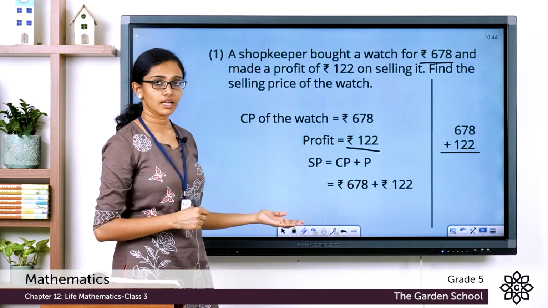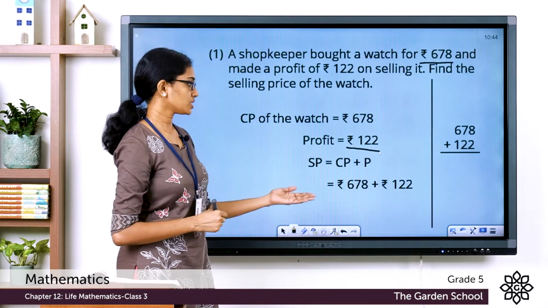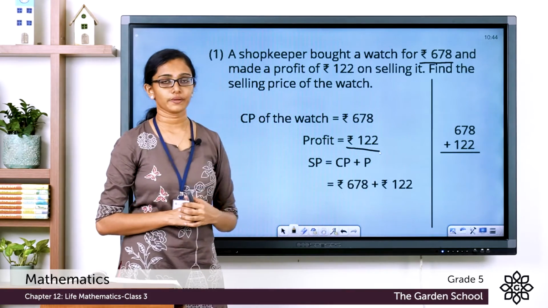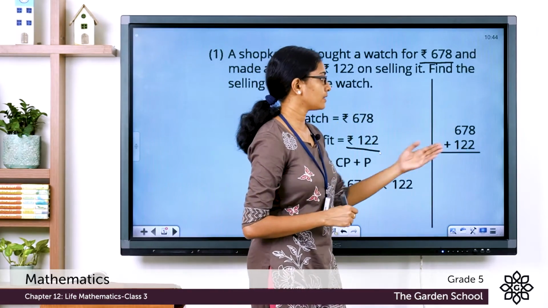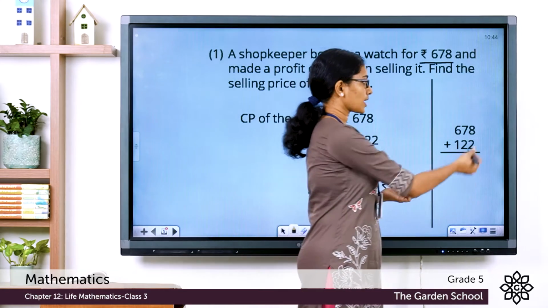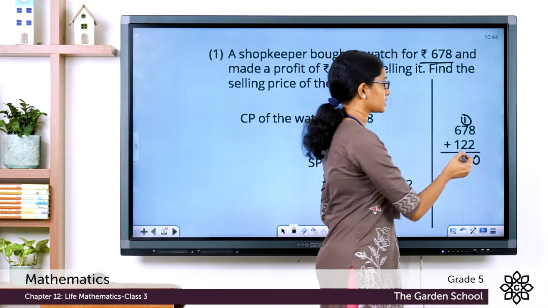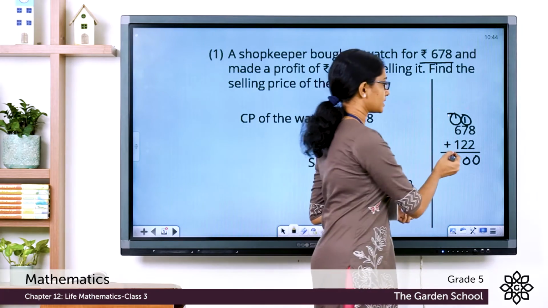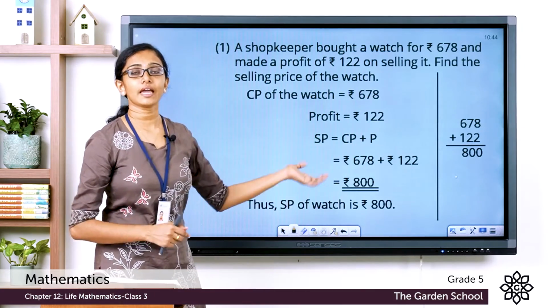So let's apply the formula. Selling price is equal to the cost price plus profit, which is equal to 678 rupees plus 122 rupees. Now what is the total amount? Let's do the addition in the working column. Here we have 678 rupees plus 122 rupees. So 8 plus 2, 10, we carry over 1, 7 plus 2, 9 plus 1, 10, again a carry over. Now 6 plus 1, 7 plus 1, 8. So what is the total amount? The total amount is equal to rupees 800.